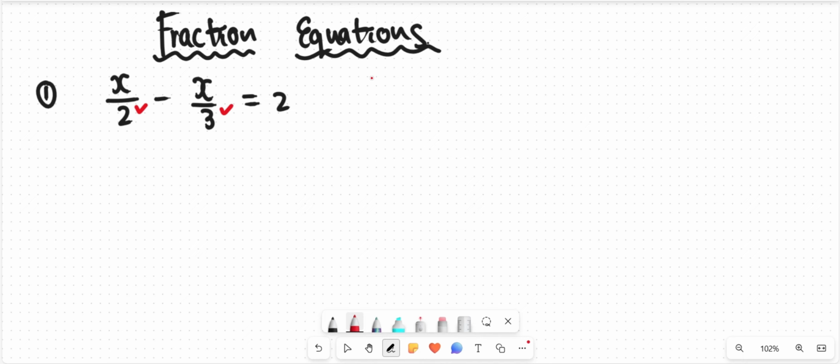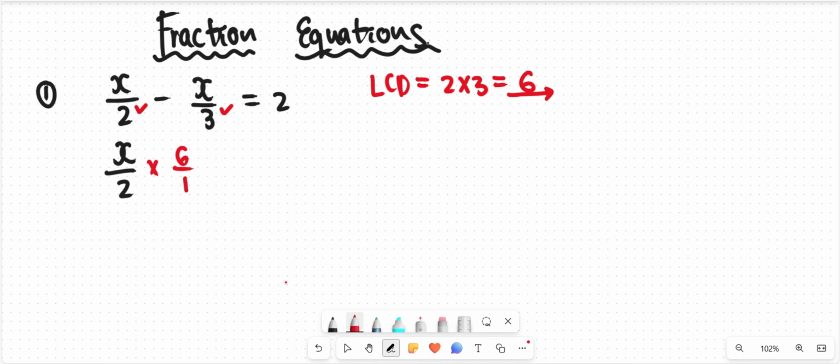The answer is no. So if those guys cannot divide into each other, the lowest common denominator will always be the multiplication of those two numbers. Only if they cannot divide into each other. So in this case, 6 is my LCD. What do I do with that LCD? I take each fraction and I multiply it with the LCD.